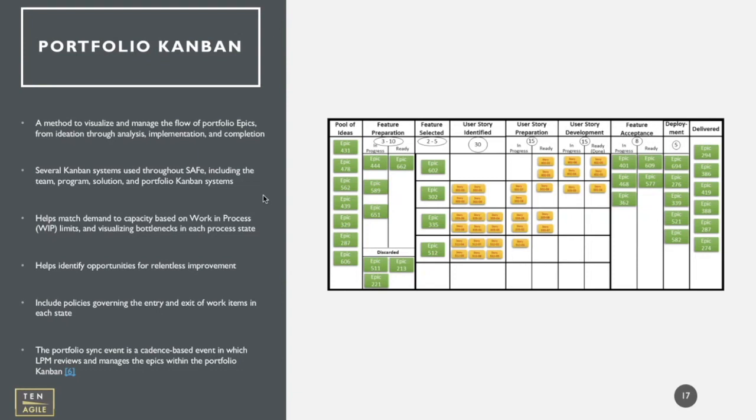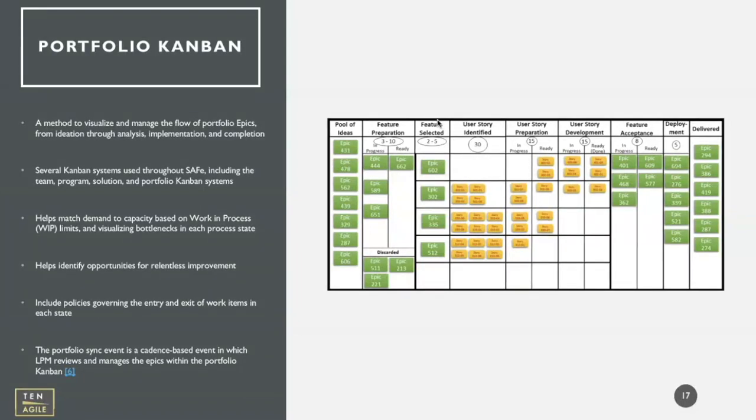And it can be used at different levels, as we discussed. And it helps match demand to capacity based on work in progress or work in process, or WIP limits. If you look at this diagram, you see these numbers 3 to 10 in feature preparation, feature selected 2 to 5. These are nothing but WIP limits.